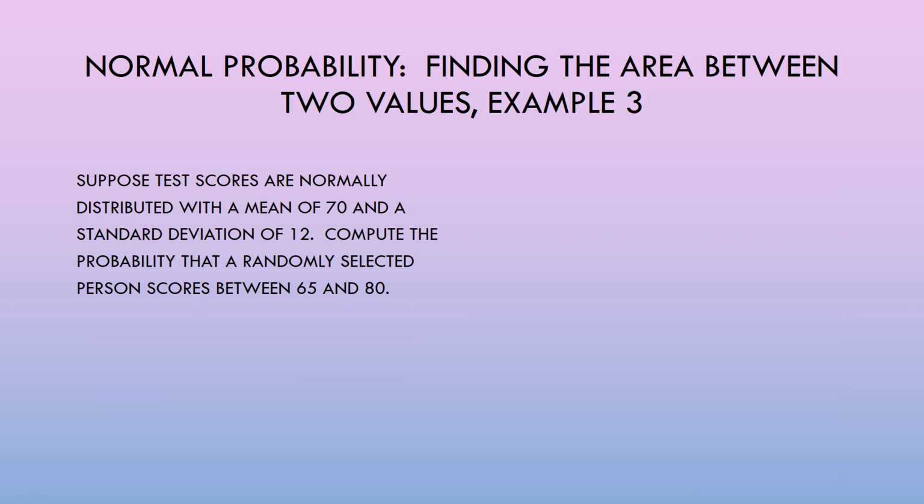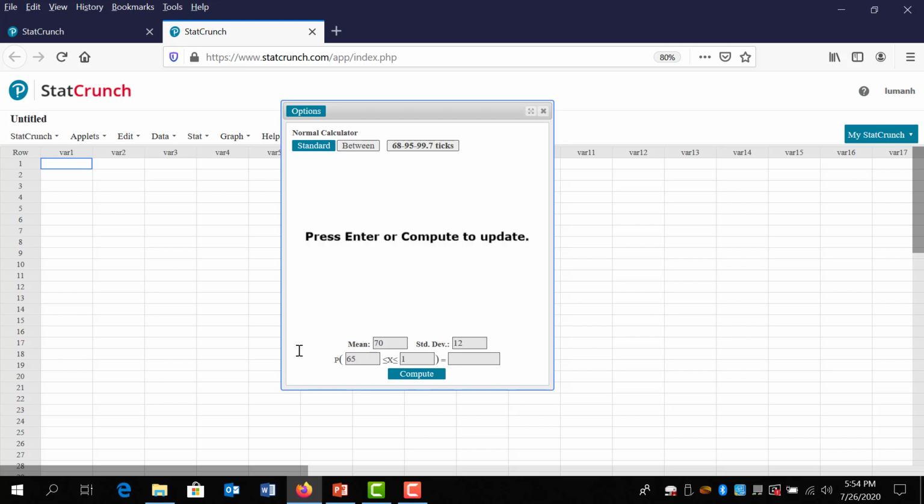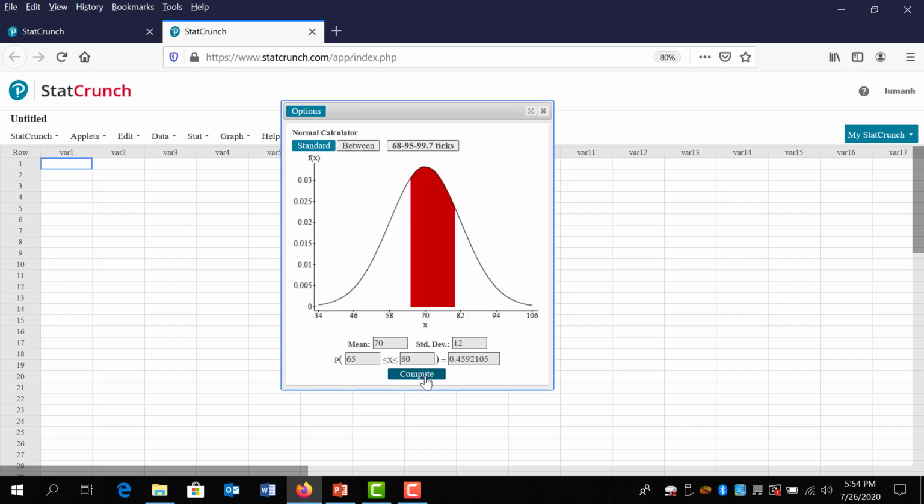Example 3. Suppose test scores are normally distributed with a mean of 70 and a standard deviation of 12. Compute the probability that a selected person scores between 65 and 80. Notice in our calculator, we don't have room for two x values. So what we need to do is come up here and click on between, and now we are allowed to sandwich our x between two x values. Our mean and our standard deviation are already typed in for us, so we can change these x values to 65 and 80 and then hit compute.